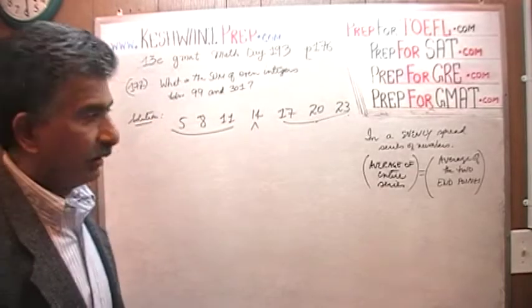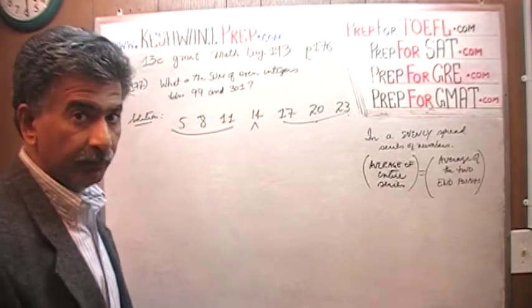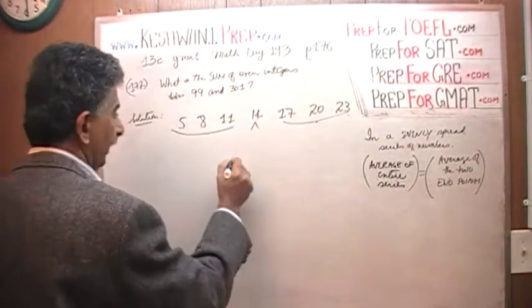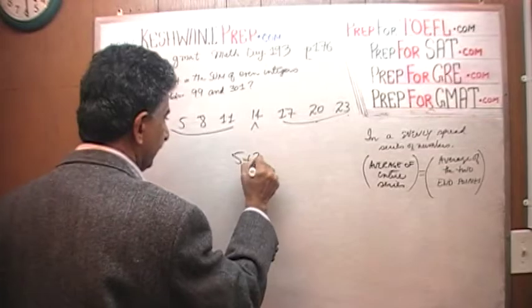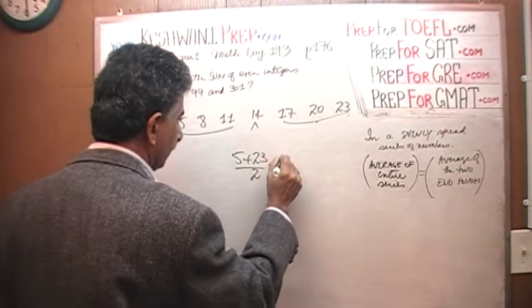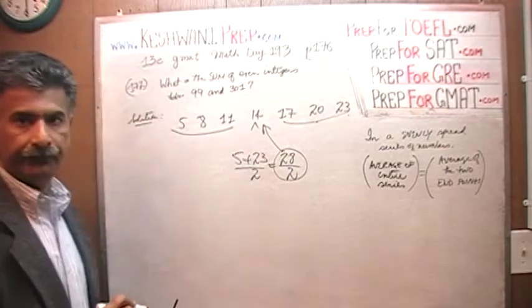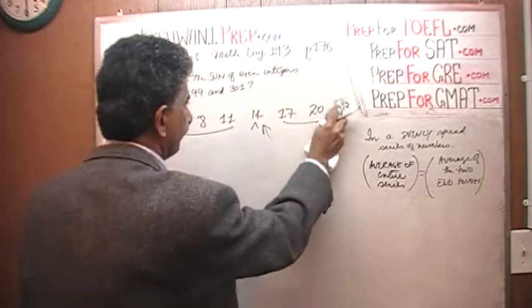But another way to figure out the average when you have a very long series is to take the average of the endpoints. 5 plus 23 divided by 2, that gives you 28 over 2, which is 14, and that's your average right there. Let's do one more.